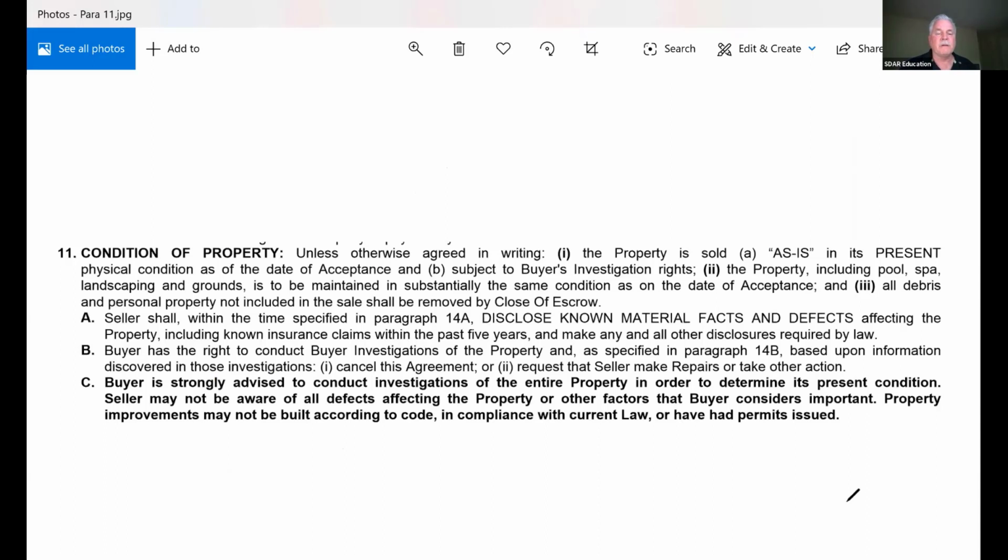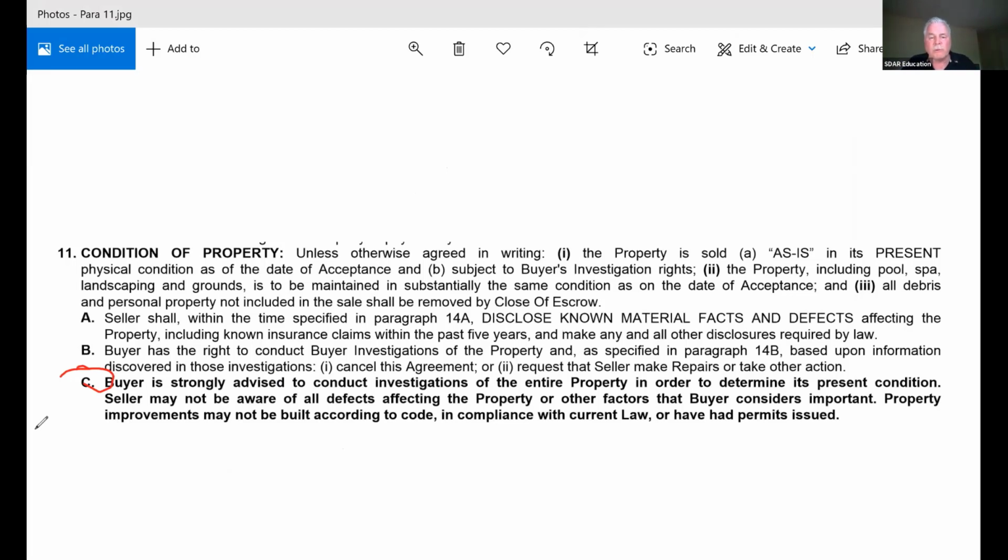So number 11, buyer is strongly advised. I talked about this earlier in my lawsuit avoidance class. Buyer is strongly advised to conduct investigations of the entire property in order to determine its present condition. Seller may not be aware of all defects affecting the property or other factors the buyer considers important. Okay, material to the buyer, but not to the seller. Property improvements may not be built according to code, in compliance with current law, or have had permits issued. So we're just simply telling the buyer, you need to be checking this stuff out.